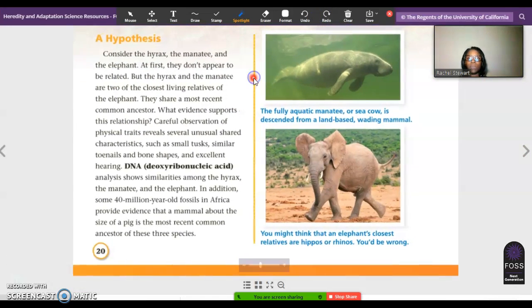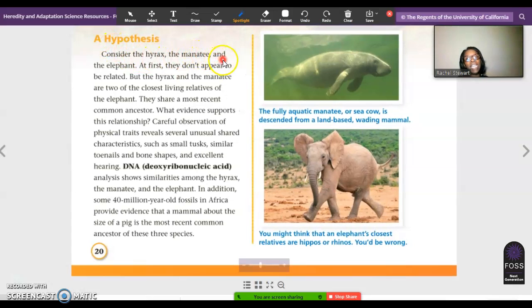A hypothesis. Consider the hyrax, the manatee, and the elephant. At first, they don't appear to be related, but the hyrax and the manatee are two of the closest living relatives of the elephant. They share a most recent common ancestor. What evidence supports this relationship? Careful observation of physical traits reveals several unusual shared characteristics, such as small tusks, similar toenails and bone shapes, and excellent hearing.